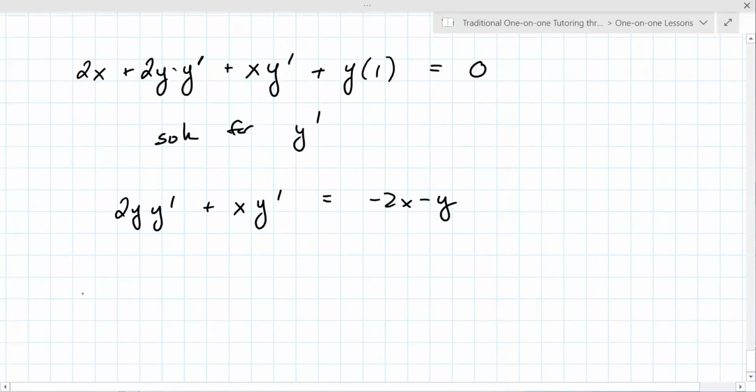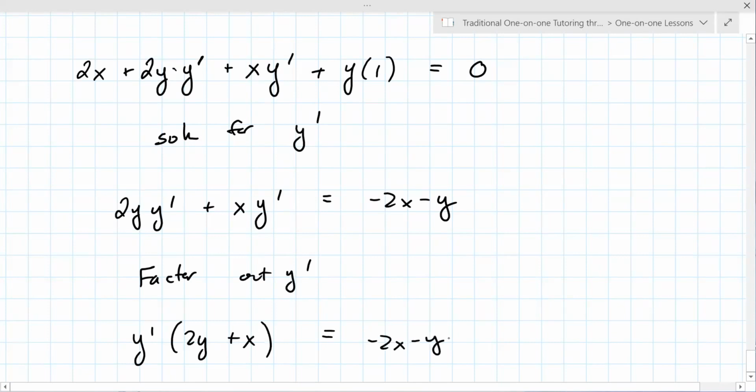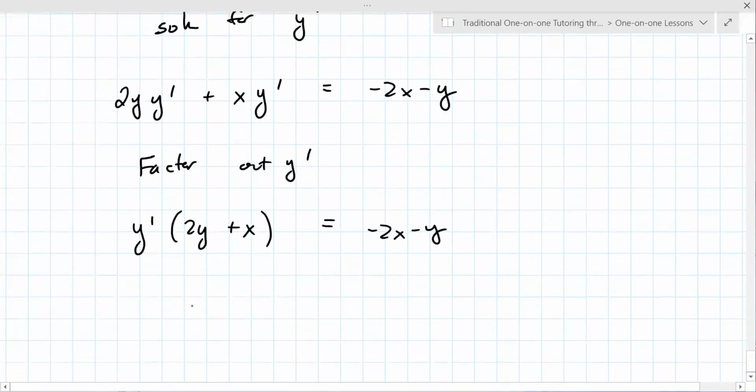Wait, I thought you said any non-y prime. Y prime, yeah. And then you always factor out the y prime. Oh yeah, I remember these. I liked these actually. Then you divide by the 2y plus x.